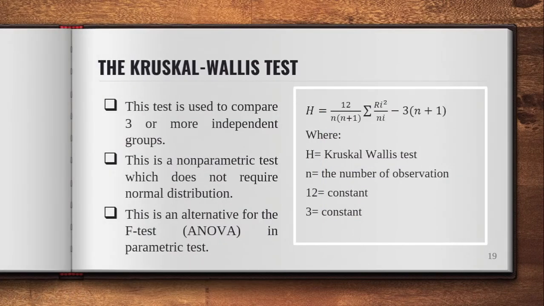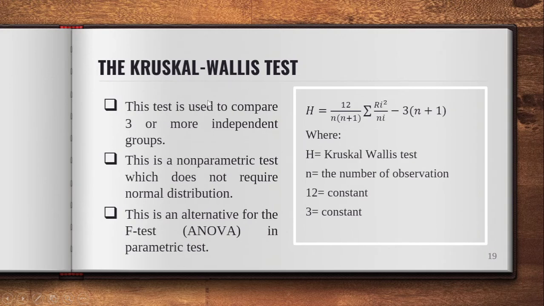The Kruskal-Wallis test is used to compare 3 or more independent groups. This is a nonparametric test which does not require normal distribution. This is an alternative for the F-test, ANOVA, in parametric tests.